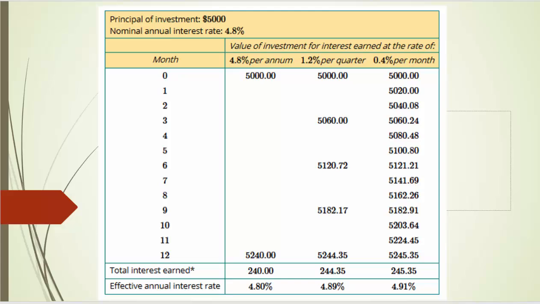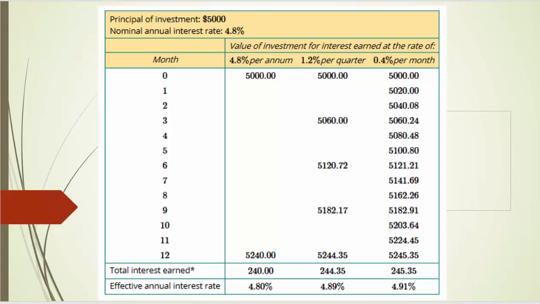Look at this table here. They've taken as an example an investment of $5,000 and a nominal rate of 4.8% a year. Now, if you look at the calculation on the first column, if you were paid 4.8% a year, you would get at the end of the year $240.